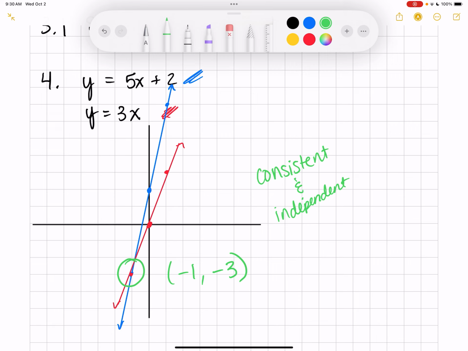Okay. You'll see. We can also verify that this point is correct, okay? Sometimes I require it, sometimes I don't, so you have to just read the instructions and see. But we plug into any of our equations, so I'm going to do the bottom one because it's easier. Negative 3 equals 3 times negative 1. Negative 3 equals negative 3. That means that that point was correct.